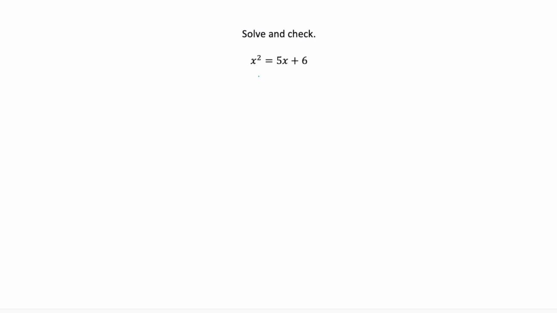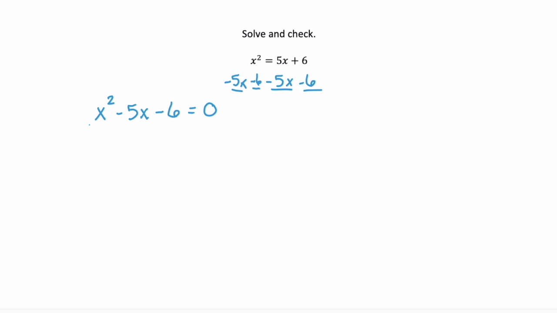Now remember, in order to solve and check, you need to have your polynomial in standard form. So everything on one side and then equal to 0. So let's get this into standard form by subtracting 5x from both sides and subtracting 6 from both sides. That brings us to x squared minus 5x minus 6 equals 0. Since everything's on the left and then it's equal to 0, we have standard form.